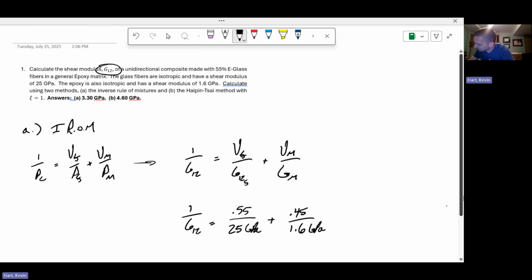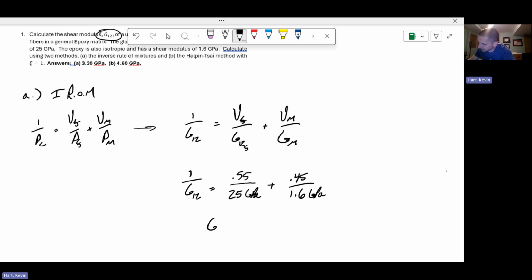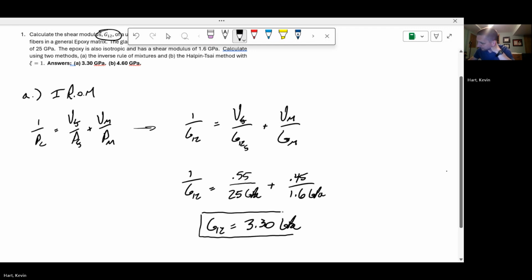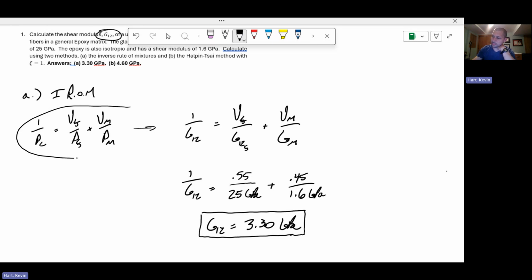You can work through this and punch this in on your calculator. I'm going to do that here quickly. I brought my calculator down with me. And it's going to be 3.30. Okay, so that's the answer for part A. That's the inverse rule of mixtures: 1 over property composite equals volume fraction fiber over property fiber plus volume fraction matrix over property matrix.